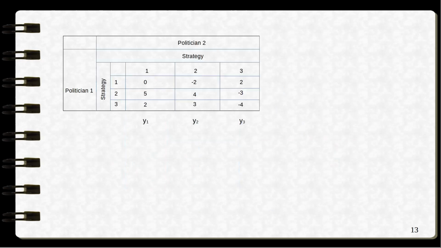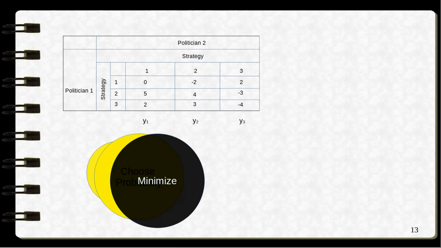So there we have once again y1, y2, y3 as the probabilities, and you have the payoff table for politician number 1. Now let's look at it from the perspective of player number 2. He is going to choose probabilities, that is y1, y2, and y3, in such a way as to minimize the summation over j from 1 to n of pij times yj. He has to minimize this value, right? He has to minimize the payoff to politician number 1.